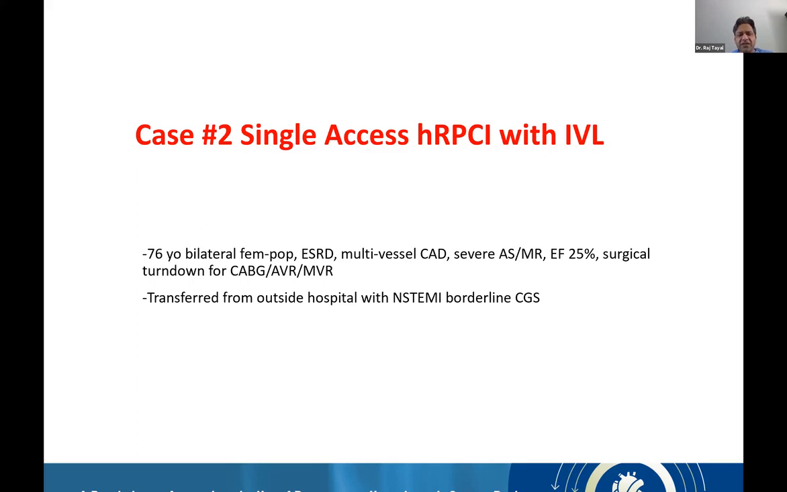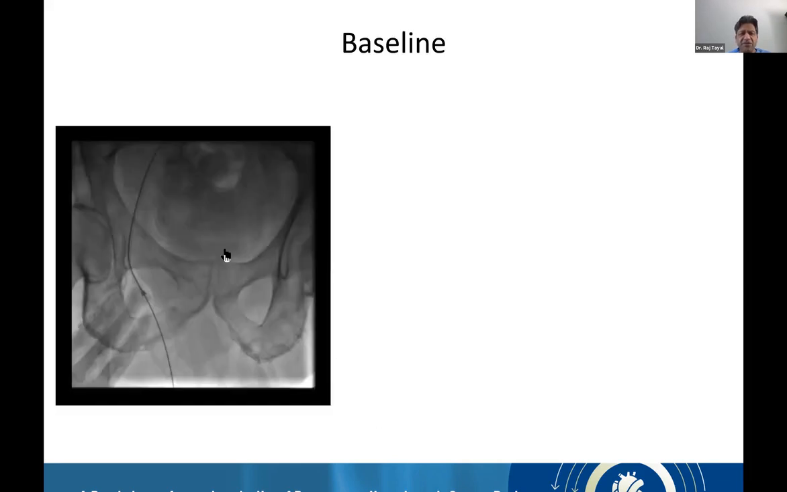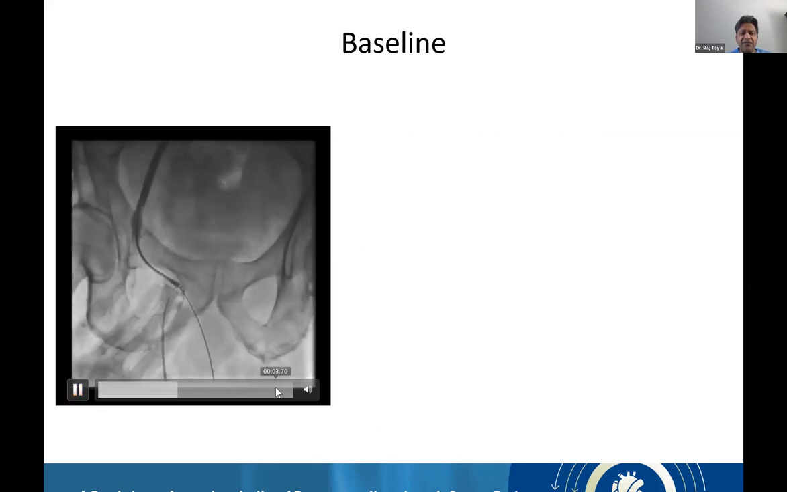The second case I'll present is a 76-year-old male with end-stage renal disease, was found to have severe multivessel coronary disease, severe aortic stenosis, mitral regurgitation with a reduced ejection fraction of 25%. He was seen at another institution when he initially presented and quickly refused for CABG, AVR, MVR, sent to us in borderline cardiogenic shock, placed on a dobutamine drip. Here are the images that were obtained from the outside institution.